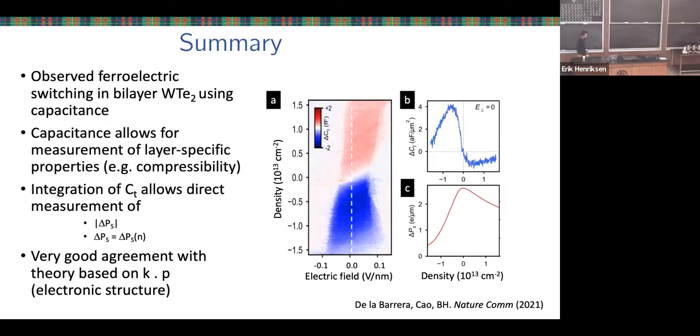My instinct is the answer is no. It doesn't look like the behavior changes. From the data, it doesn't look like it changes that much. And from what we've seen from this kind of change in electric field on the band structure, I don't think it changes the bands that much. So yeah.